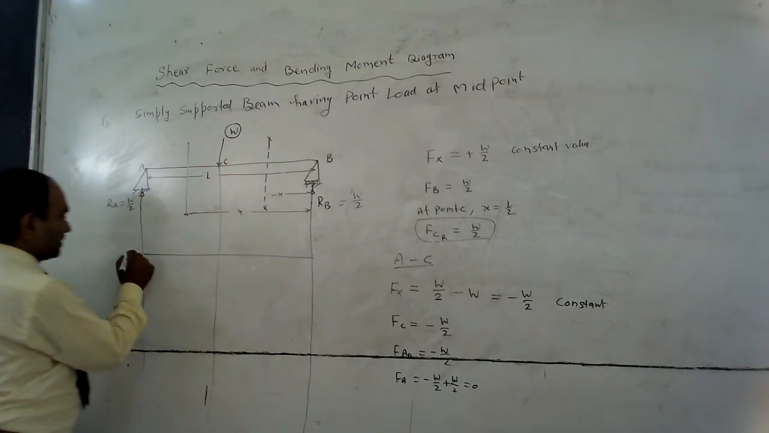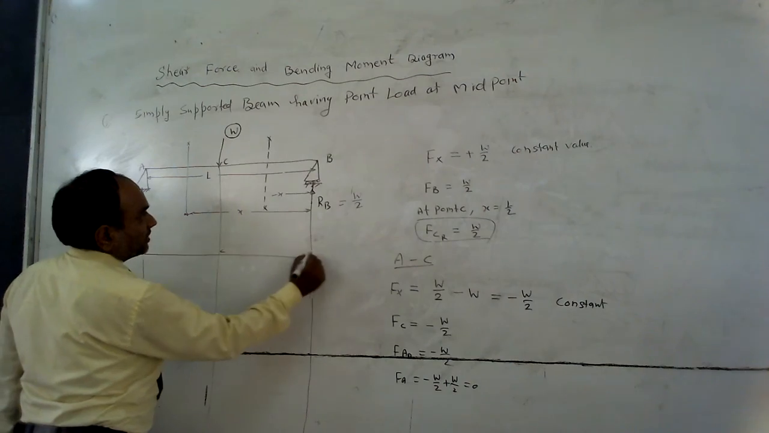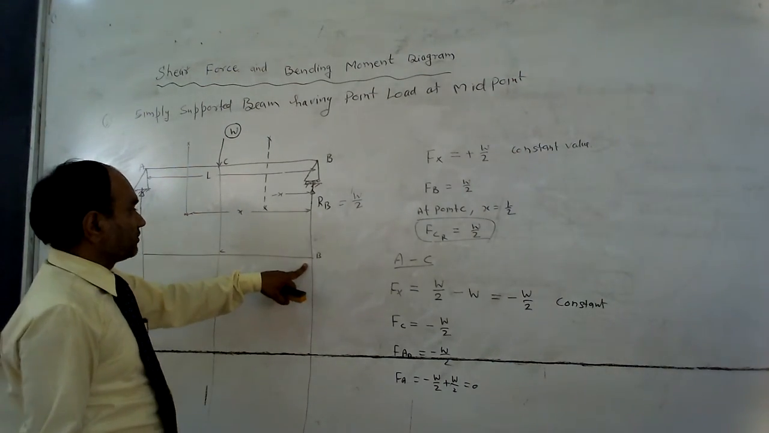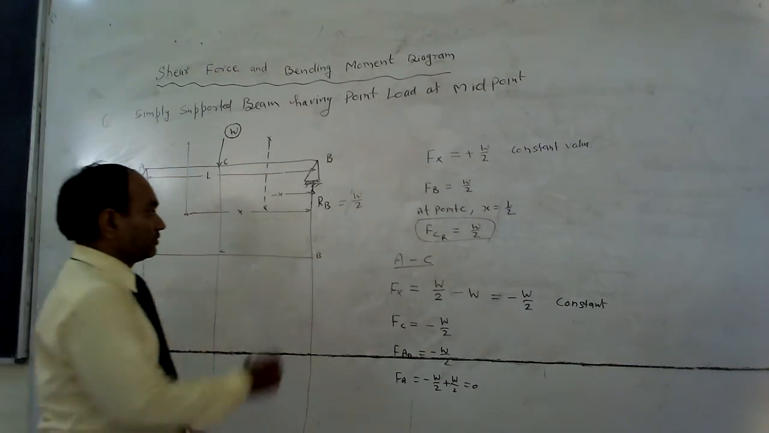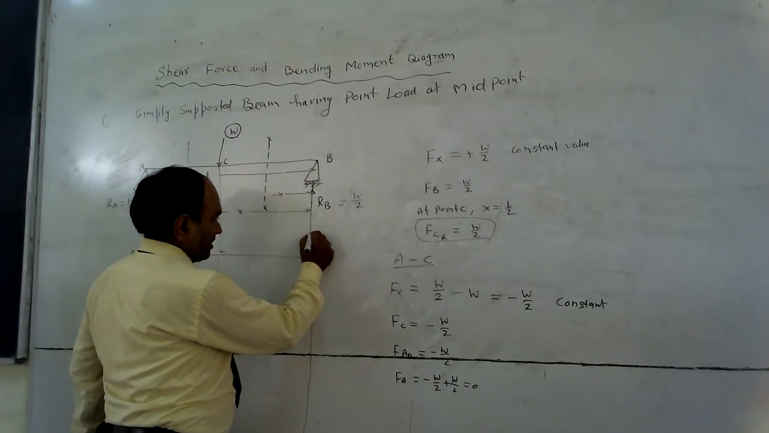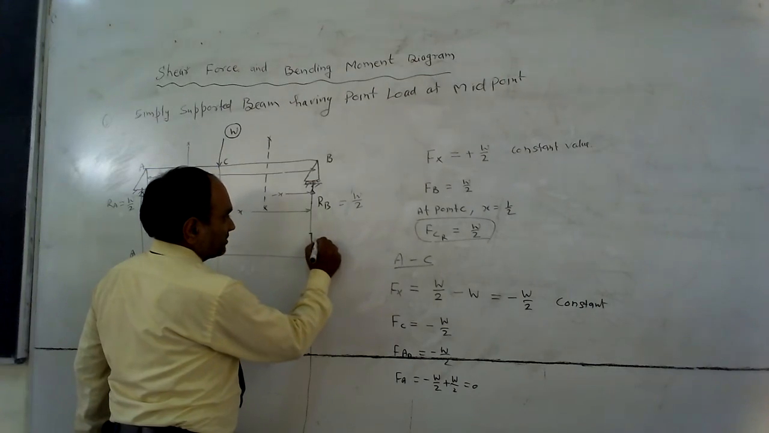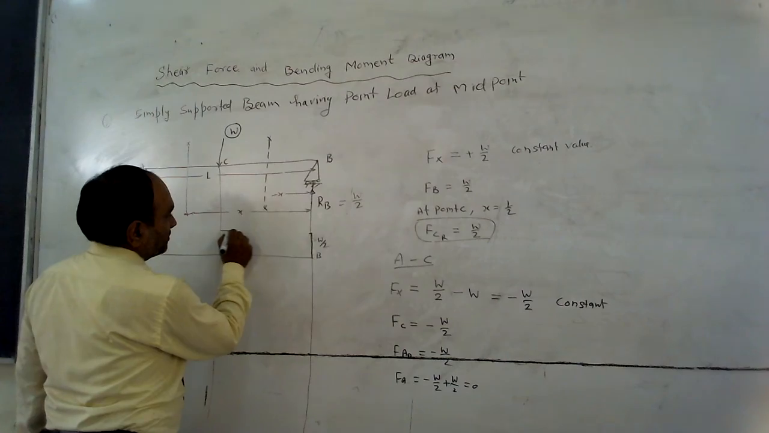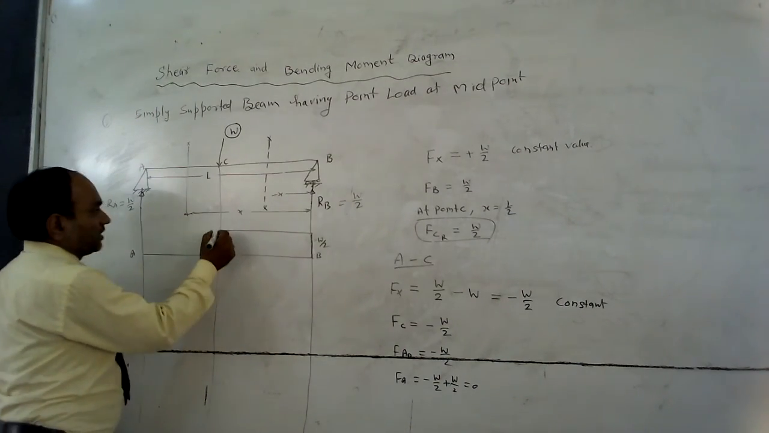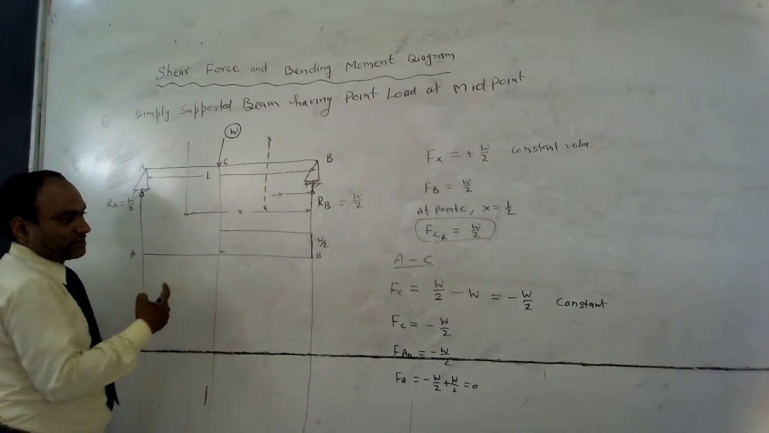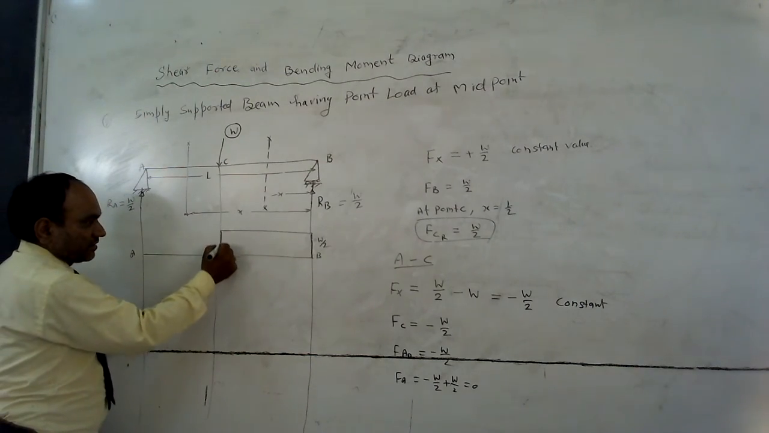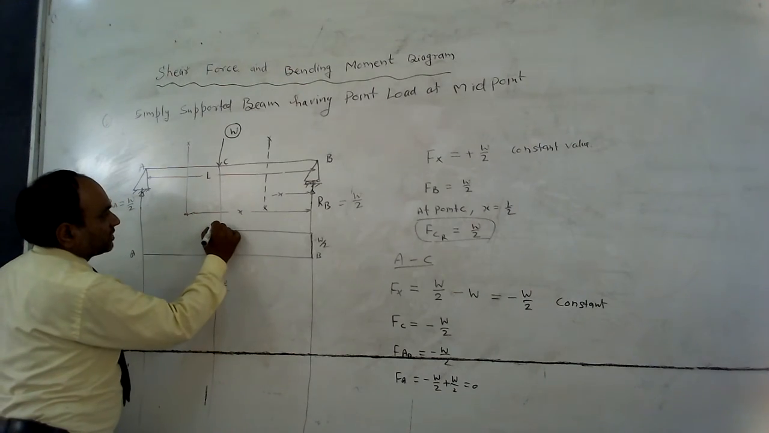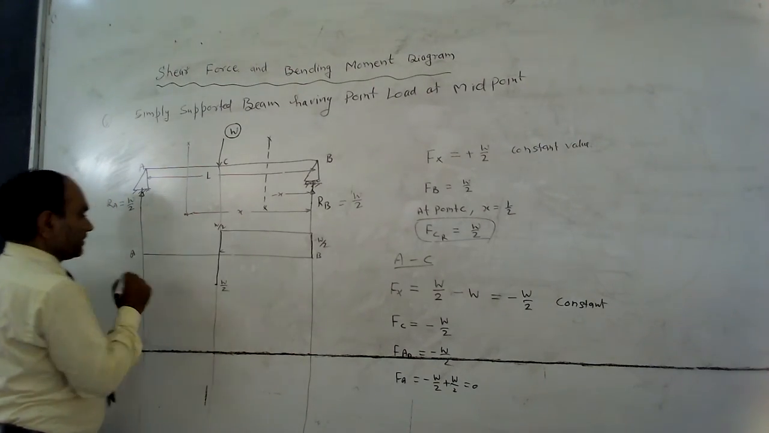Draw a horizontal line. This is point A, this is point C, and this one is point B. At point B, the value of shear force is W by 2. Take an appropriate distance, W by 2. This is a constant value. Here the value of shear force at point C is minus W by 2. Here it is W by 2 only.